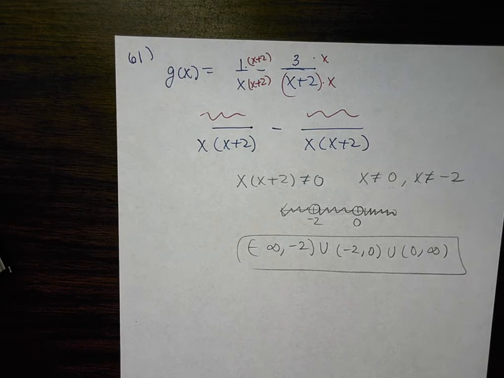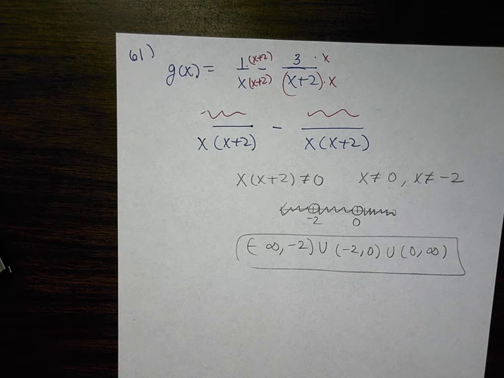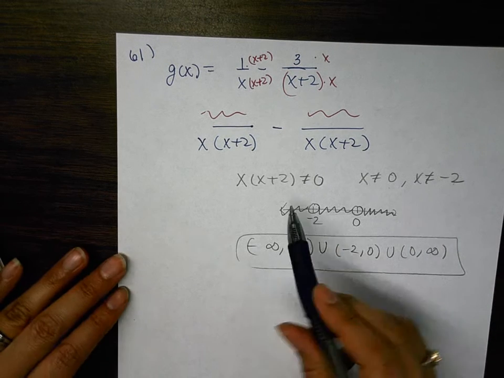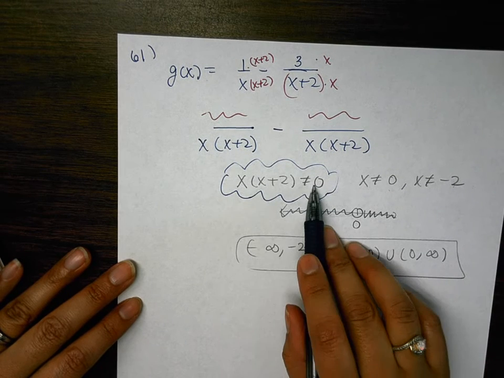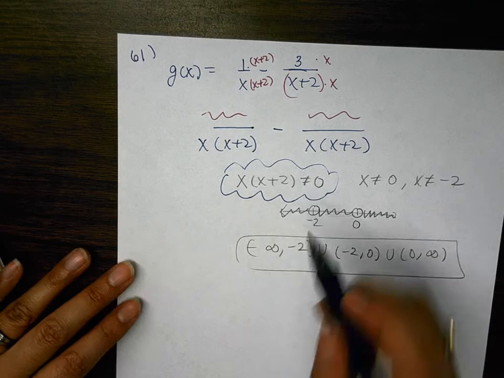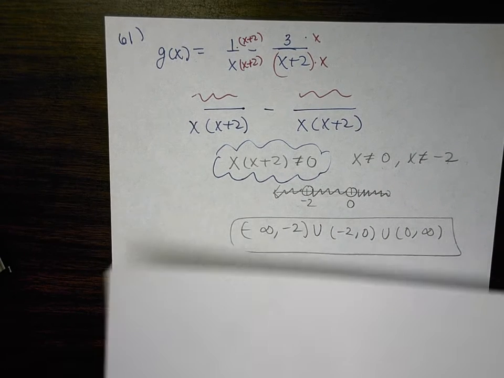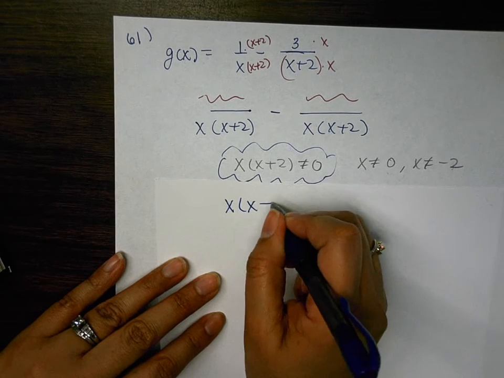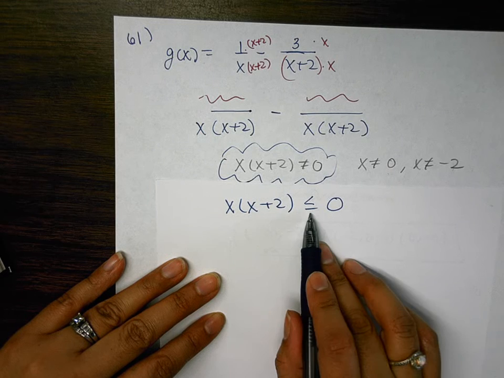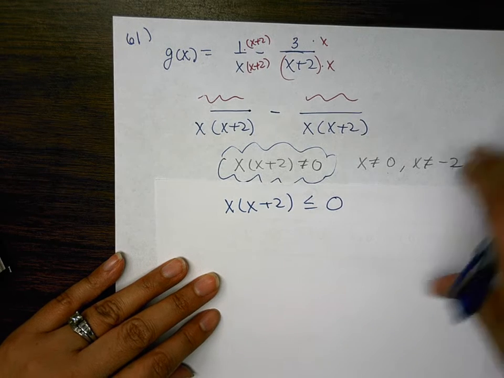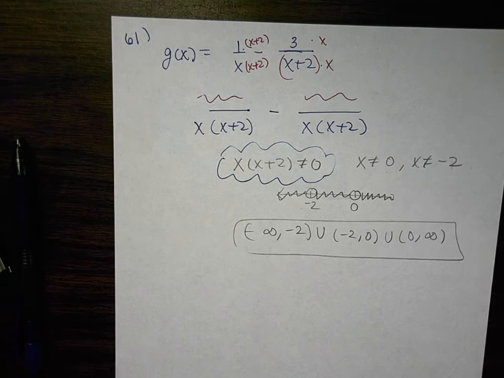Are we good? Yes? You didn't have to do the chart to see which was negative. The reason I did not is because my restriction, when I wrote it here, is x times x plus 2 cannot equal 0. If that had been an inequality, which it's not in this case, then I would have to do test values, because there's an x squared and an inequality at the same time. Does that make sense? Okay. All right. Questions before I move on to 63?